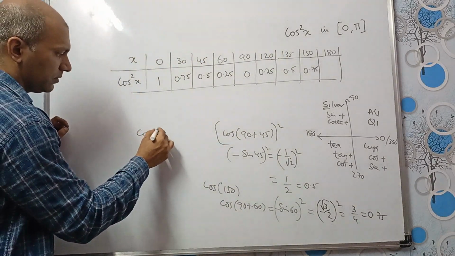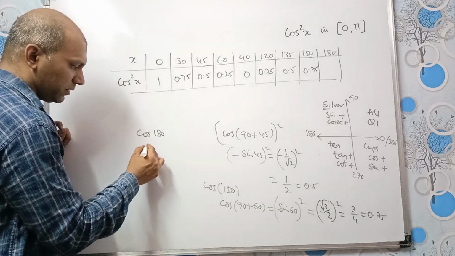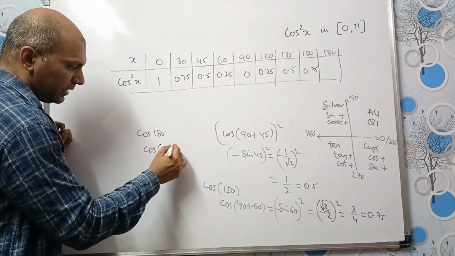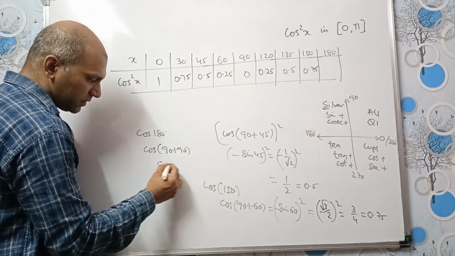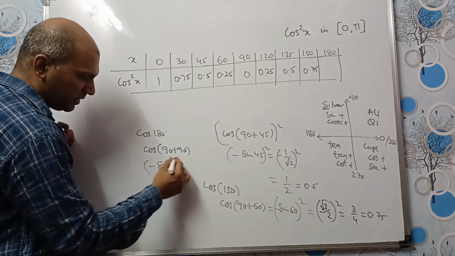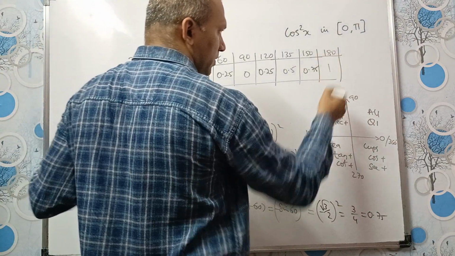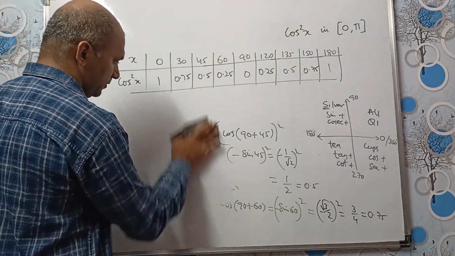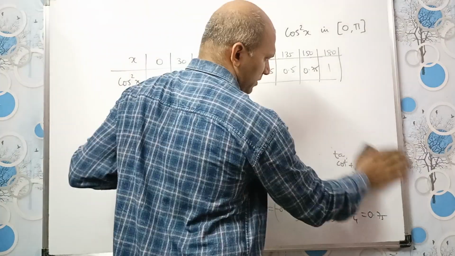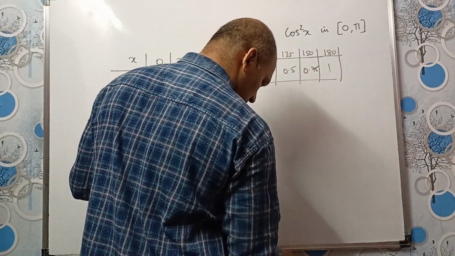180. Cos 180 degrees. Cos 180 will be 1. See, 90 plus 90, cos of 90 plus 90 will be sin 90, this will be minus, but it is whole square, right? So this is 1 square, so this will be 1. Now let us plot the graph. See, problems in 6B are very easy problems. Okay.